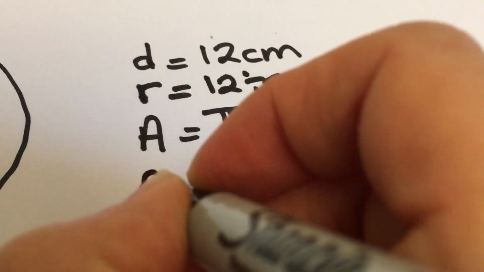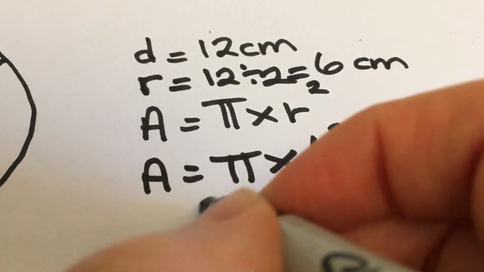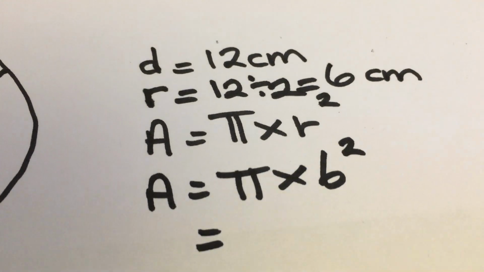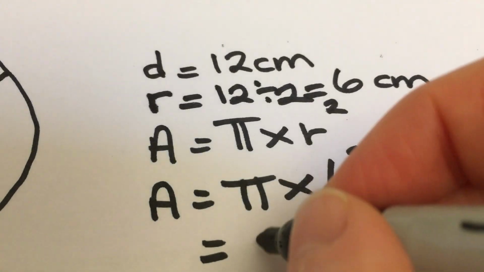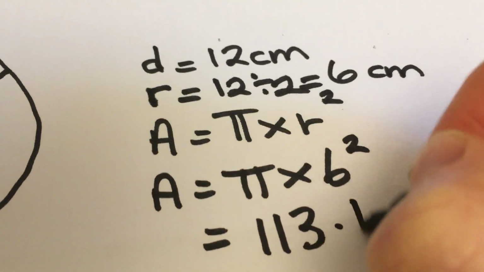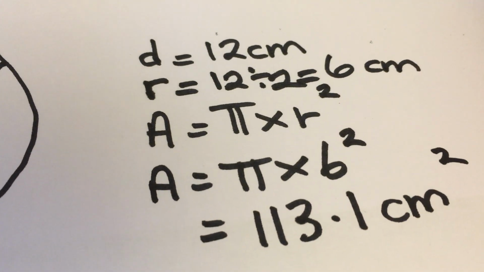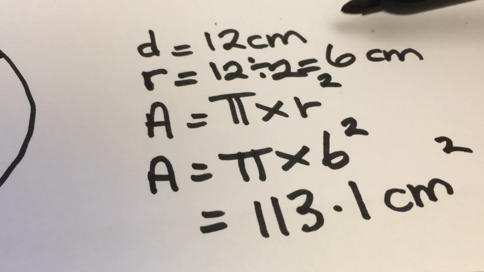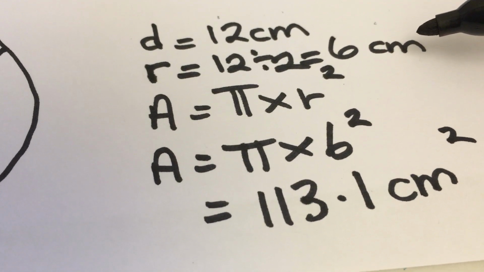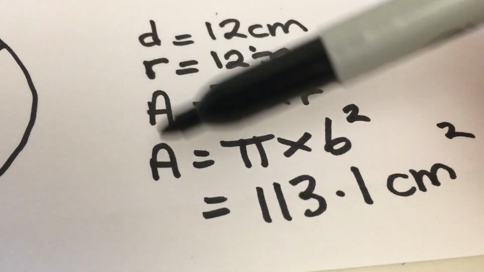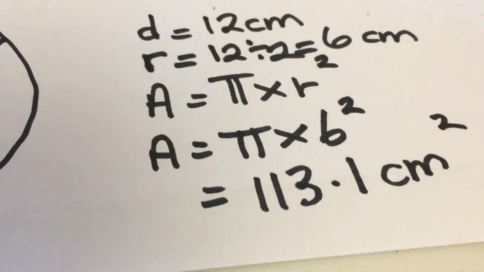So the area is pi times 6 squared, and you put that into your calculator and you will get the answer of 113.1 centimetres squared. The only difference, if you get given the diameter rather than the radius, is you have to divide that diameter by 2 first to get the radius. Then you put that number into the formula, A equals pi times radius squared.